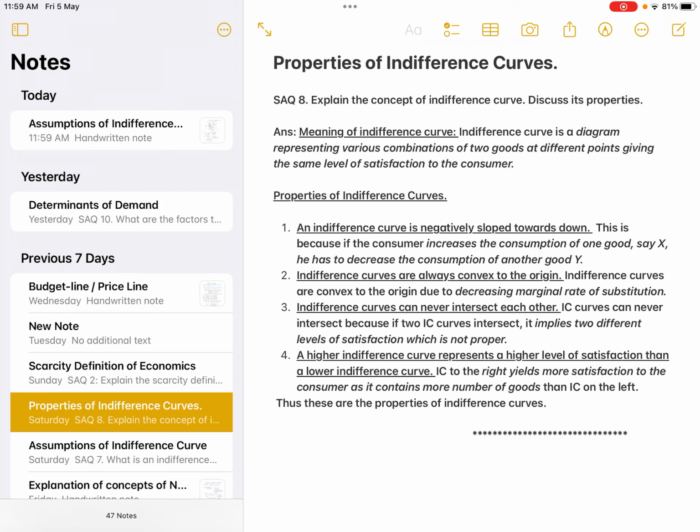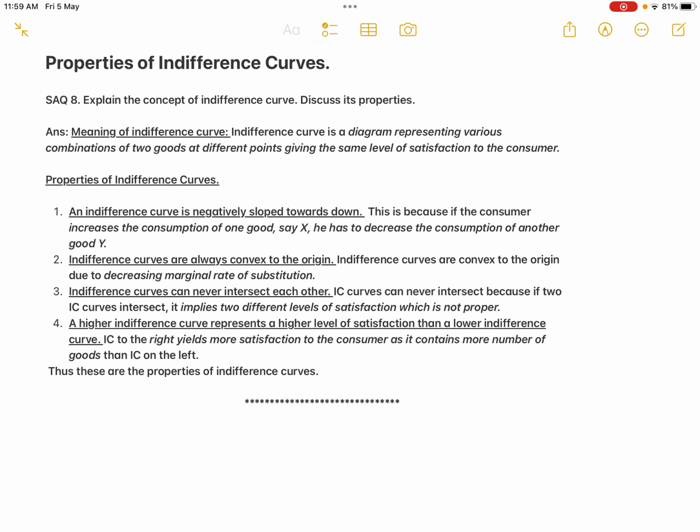So these are all the properties of indifference curves.